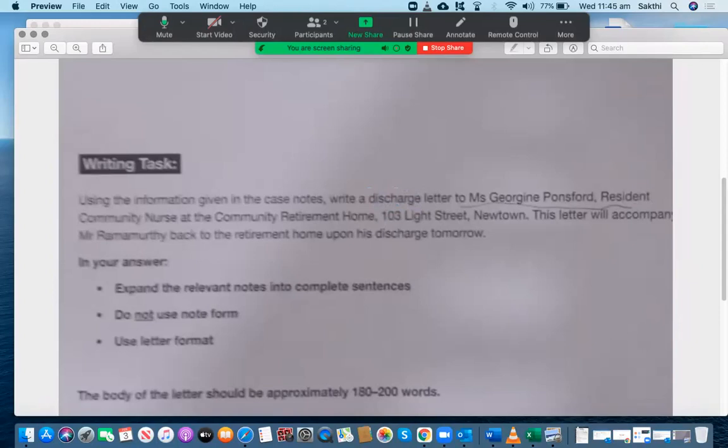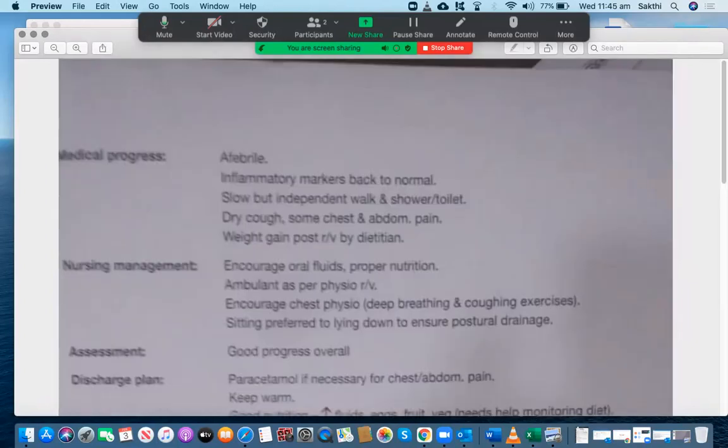Why do you get confusion between the referral and the discharge letter? Okay, that's the one I need to know. And okay, let's go through that.